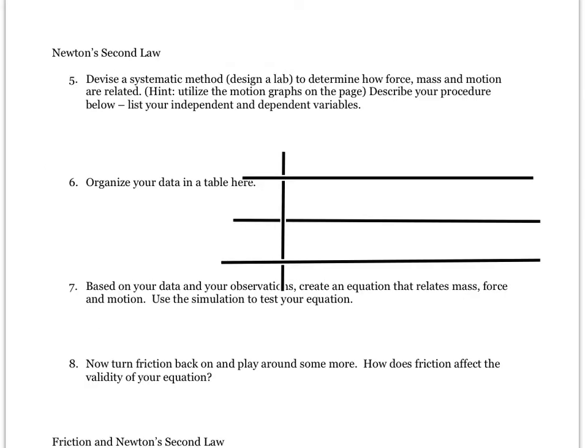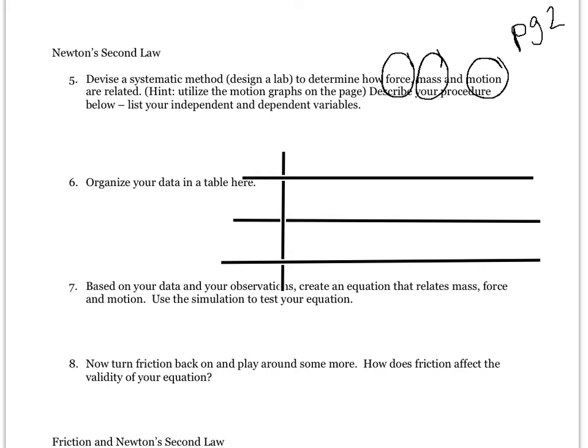Before we jump into any problems, I want to take a look at page 2, where we're doing the PhET simulator, and I'm asking that you determine how force and mass and motion are related using the PhET simulator. I'm not going to pull up the PhET sim, but anytime you do something like this, you're going to have one independent variable and one dependent variable, and anything else outside of that is a constant.